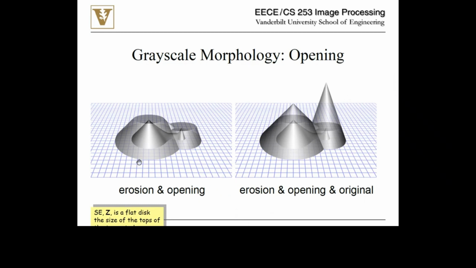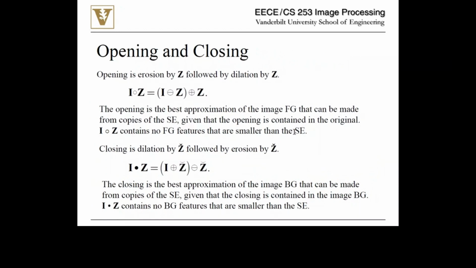Yes, so here you have all the steps. You have the opening, that is this one, the shaded one, and the erosion that is inside. When you dilate this erosion, you come to this shaded shape. And here you have the three of them: the original, the opening, and the erosion. The way to express that is simply the definition. The opening is first you erode and then you dilate with the same structuring element.